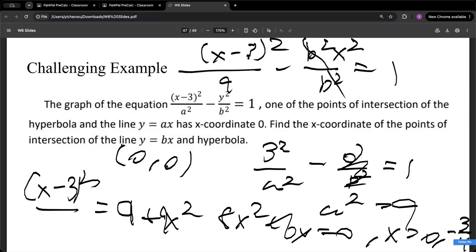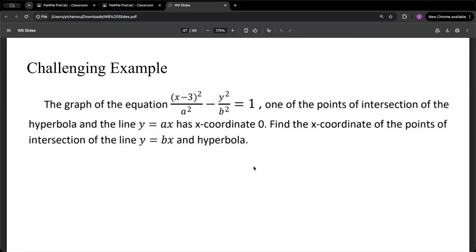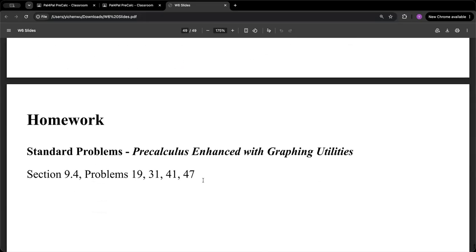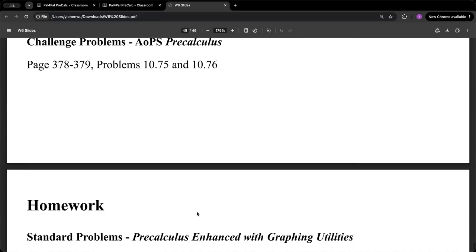Okay, any questions with this? Okay, if there are no questions, I'll tell you the homework. The homework for matrices is these, then challenge problems on AoPS Precalculus. And for hyperbolas, we have these. I'll post them later on Google Classroom, so it's fine if you don't note them down right now.